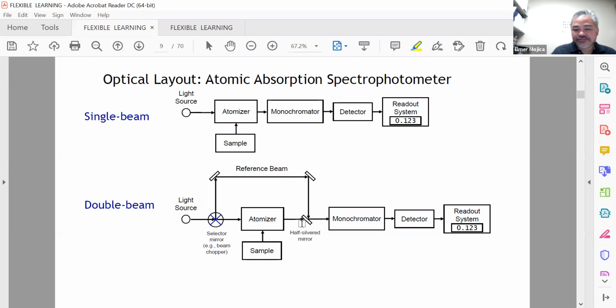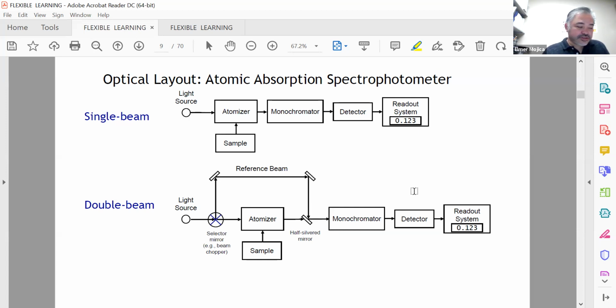Now, if you have a double beam, you have the sample and the atomizer, the same thing there, and they will come after the light source. But after the light source, the one that passes to the atomizer is going to be mixed with the one that passed through the reference beam. And then the monochromator, and detected by the detector, and then obtained by the readout system.